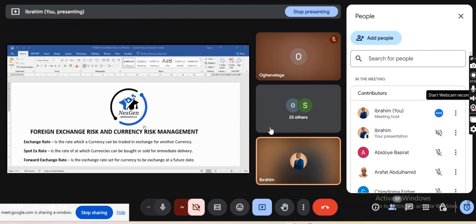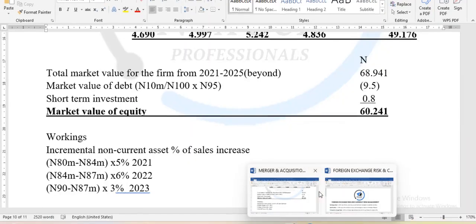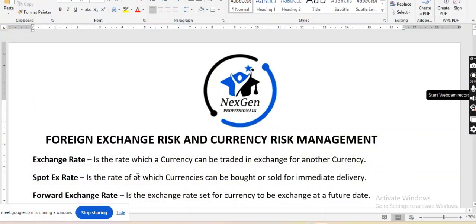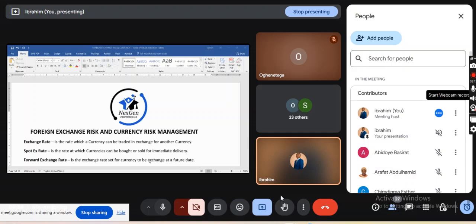What is spot rate? It is the rate at which a currency can be bought or sold for immediate delivery. As of today, if you want to buy goods now, the spot rate is 1,650. Then tomorrow it could be 1,500.